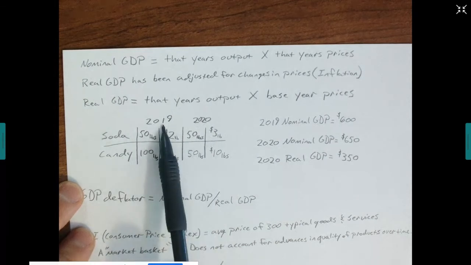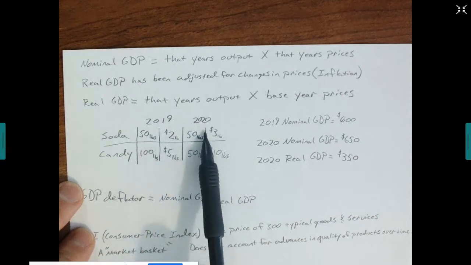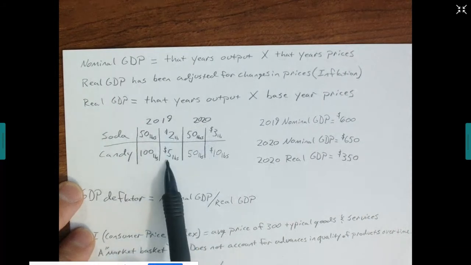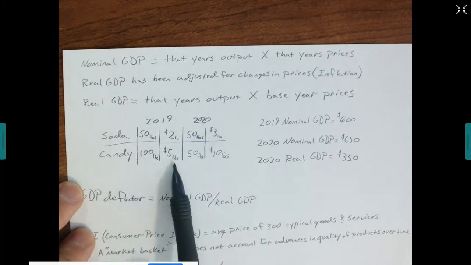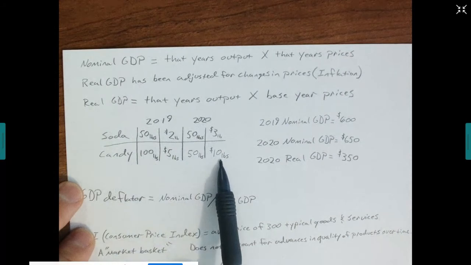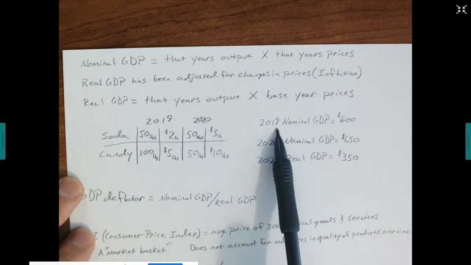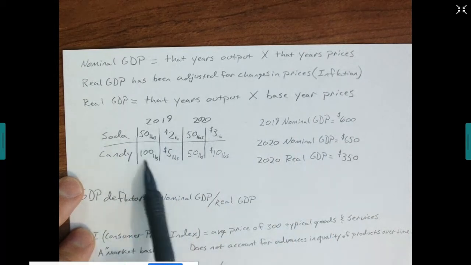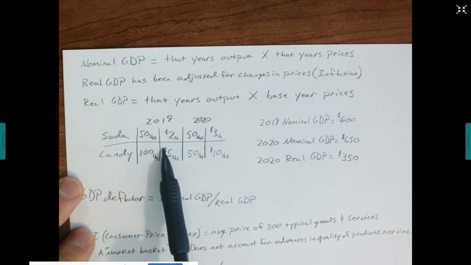In 2019, the soda cost $2 a pound. In 2020, the soda cost $3 a pound. In 2019, the candy cost $5 a pound, and then in 2020, the price of candy skyrocketed all the way up to $10 a pound. Let's take a look at what the nominal GDPs are in comparison to the real. So in 2019, the nominal GDP, which is the nominal amount, what they actually produced, times the cost of it, gives you your nominal amount.